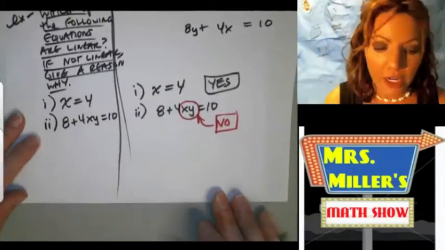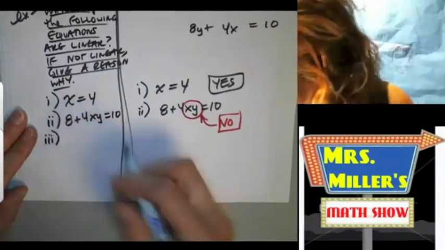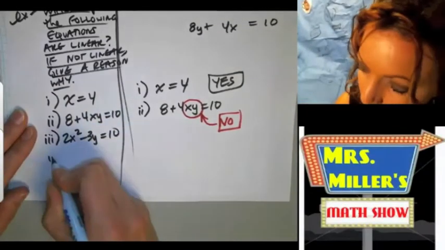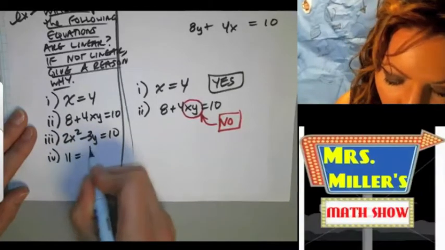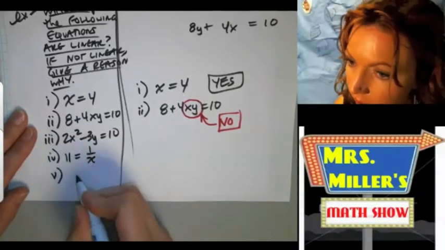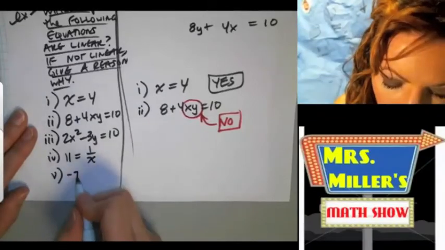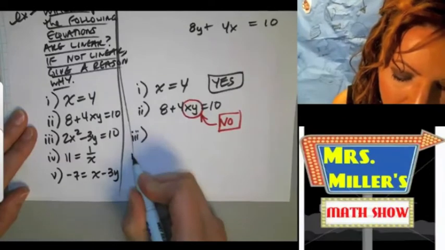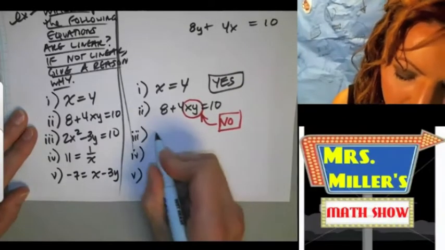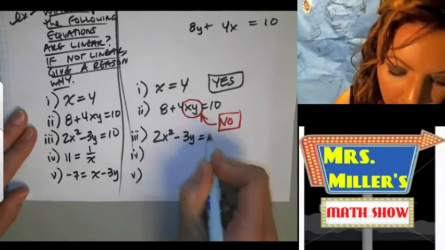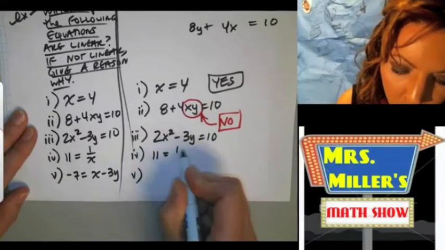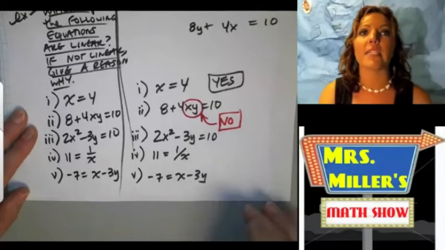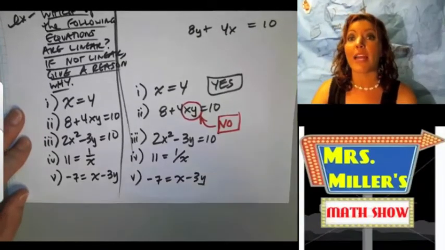Okay, let me put a couple more up here, and then I'm going to ask for some contestants, all right? So here we go. The third one is 2x squared minus 3y equals 10. The fourth one is 11 equals 1 over x. And the fifth one is negative 7 equals x minus 3y. So let me write them on the opposite side. Again, 2x squared minus 3y equals 10. 11 equals 1 over x. And negative 7 equals x minus 3y.